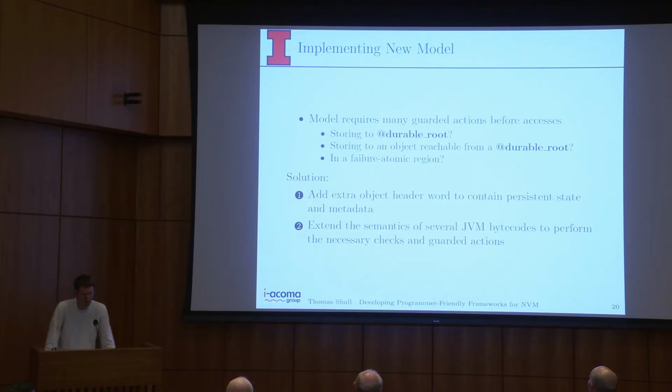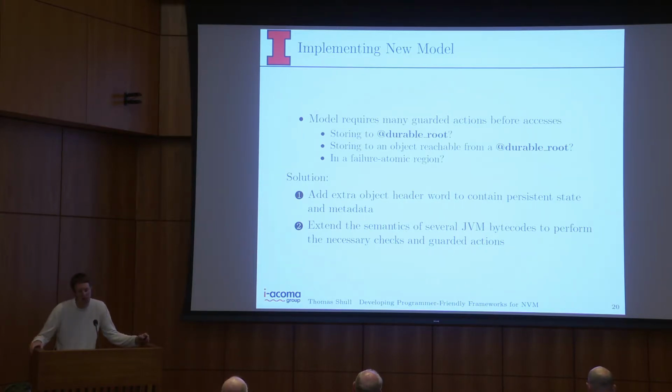for all languages, or all JVM-based languages, is that we extend the semantics of several JVM bytecodes to perform all these checks for forwarding objects and to do these extra actions on stores to make sure that they do the cache line writebacks and fences. So all the field accesses, both for storing and loading, all the different array bytecodes, and then the monitor ones as well for locks, I think, were the main ones that we had to add extra behavior to.